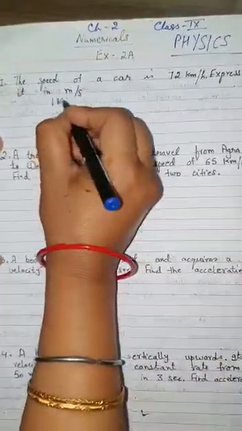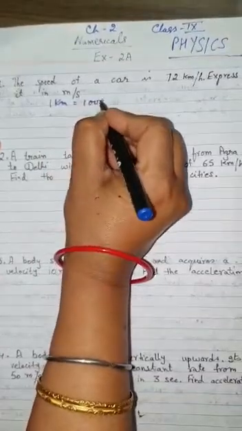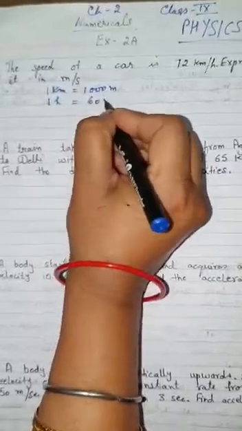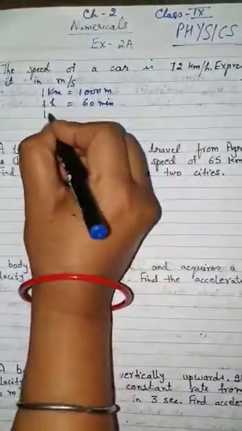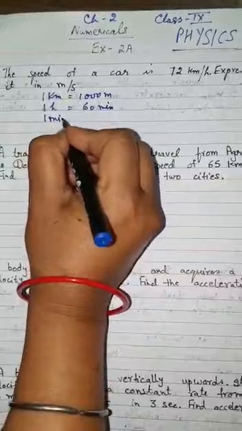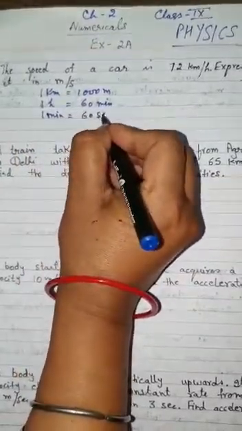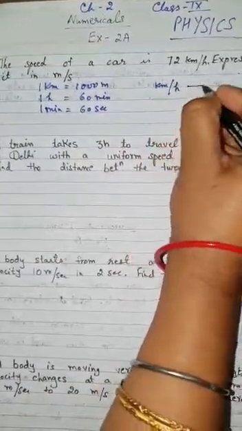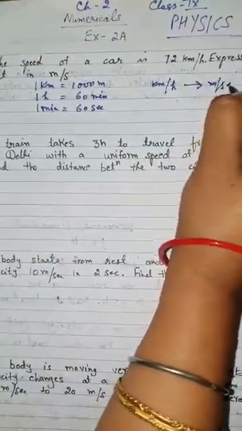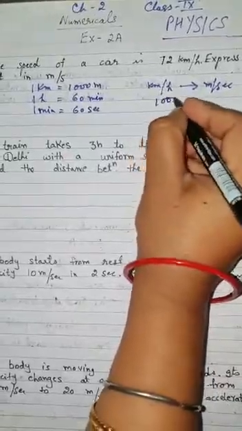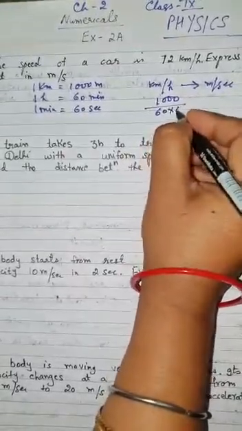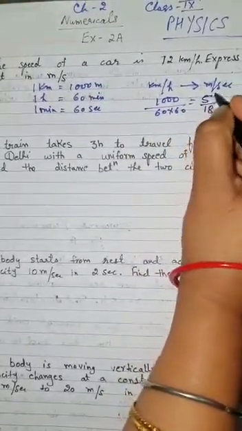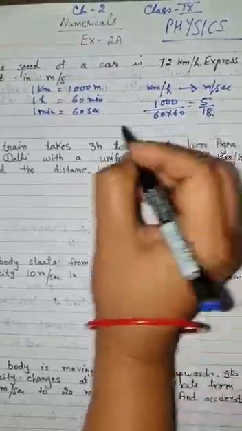Children, we know 1 kilometer is equal to 1000 meter, 1 hour is equal to 60 minutes, and 1 minute is equal to 60 seconds. So if we have to change kilometer per hour into meter per second, what do we have to do? 1000 divided by 60 into 60 will come 5 by 18. So directly you have to multiply by 5 by 18.